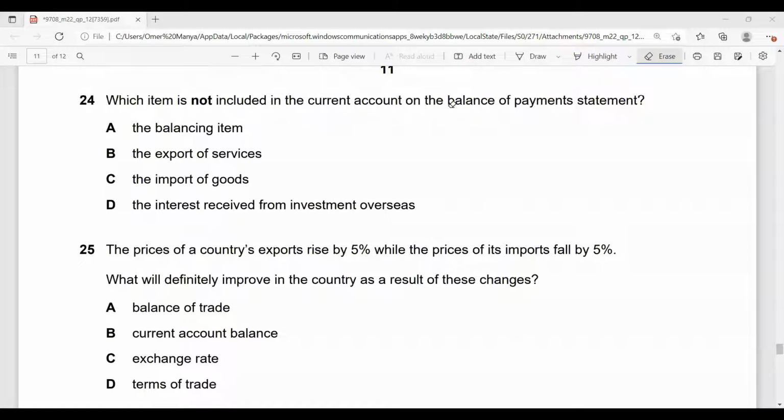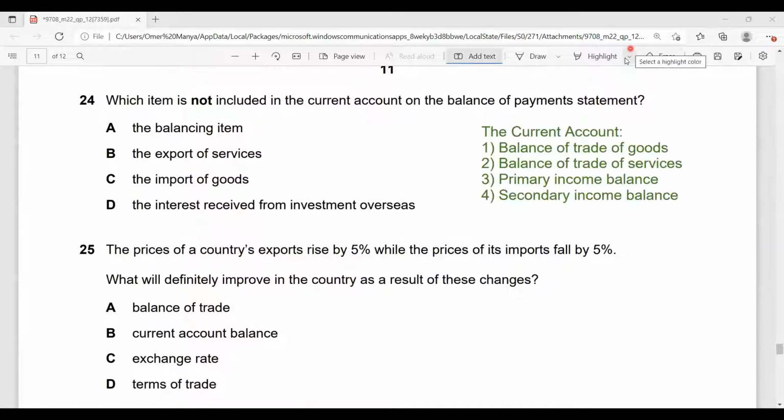Which item is not included in the current account on the balance of payment statement? Here are the four subsections of the current account. The balance of trade of goods, which includes both the exports minus the imports of goods, and the balance of trade of services. These two sections of the current account are sometimes clubbed together and called the balance of trade. Then we have the primary income balance and the secondary income balance.